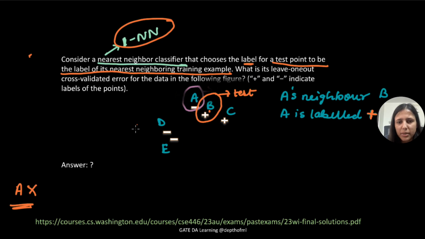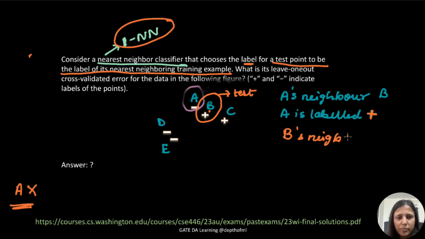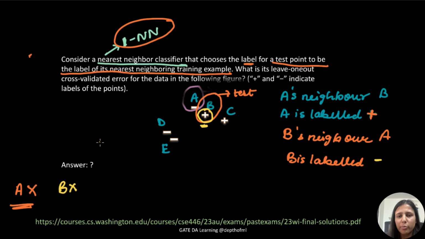So how will we label B? We'll find the nearest sample of B. The nearest sample of B, if you can see, is A, right? B's neighbor is A, and A is labeled as negative. So B will be marked as negative, but the true label of B is positive. So B is also not labeled correctly. So it will contribute to our error.